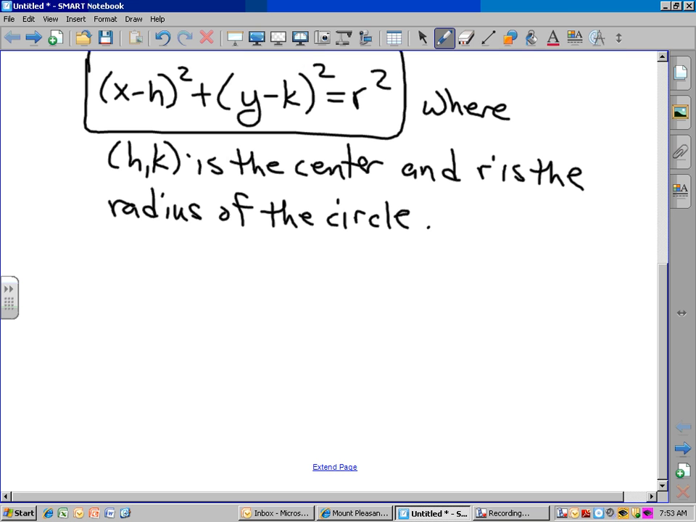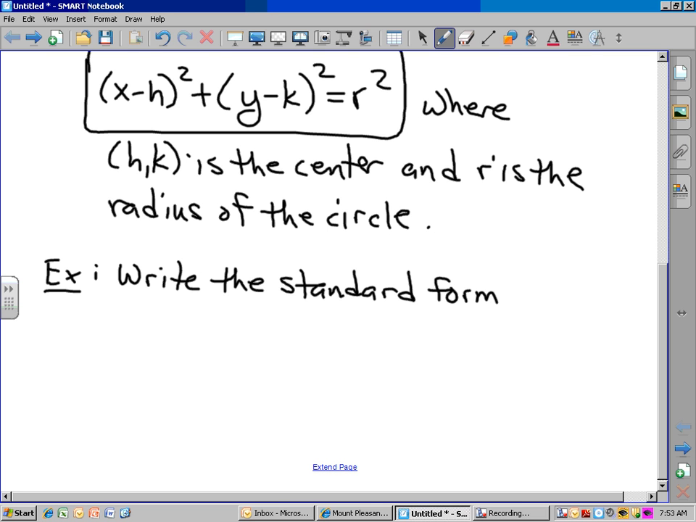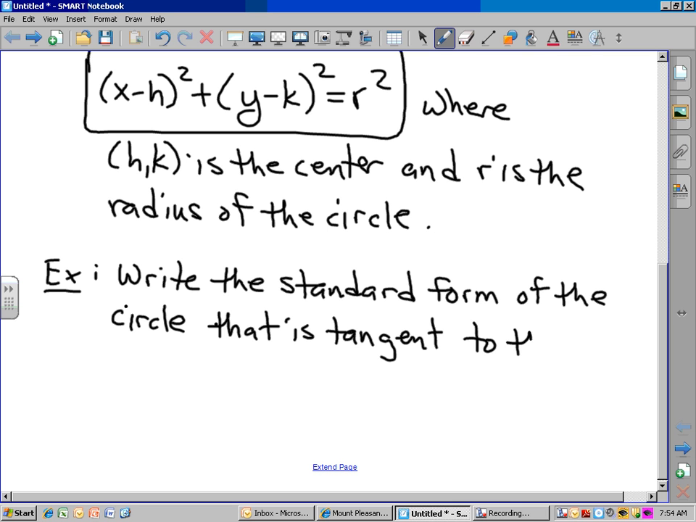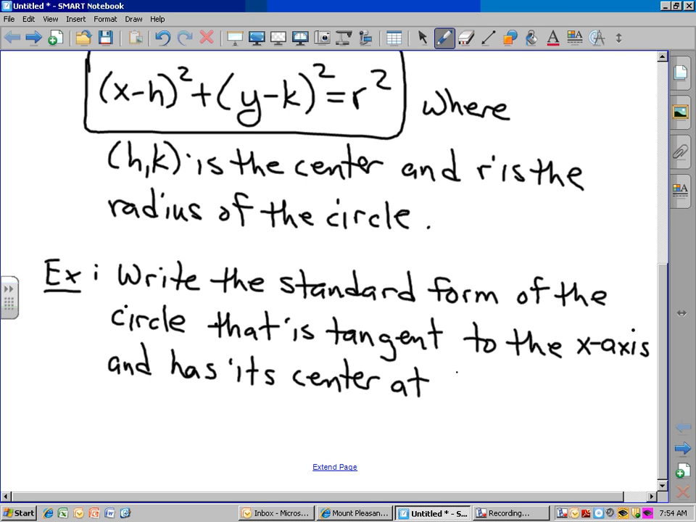All right, so let's put it to use. Example. Write the standard form of the circle that is tangent to the x-axis and has its center at (3, -2).